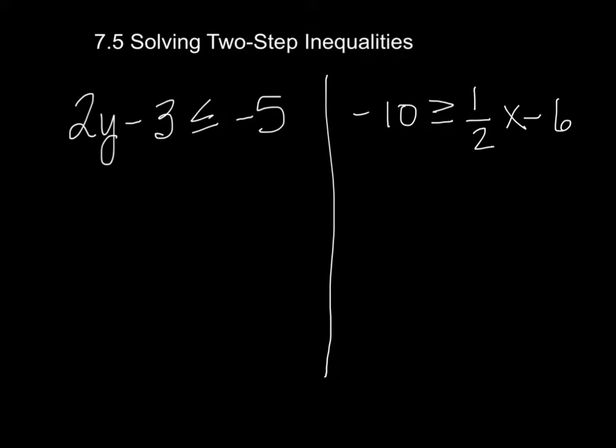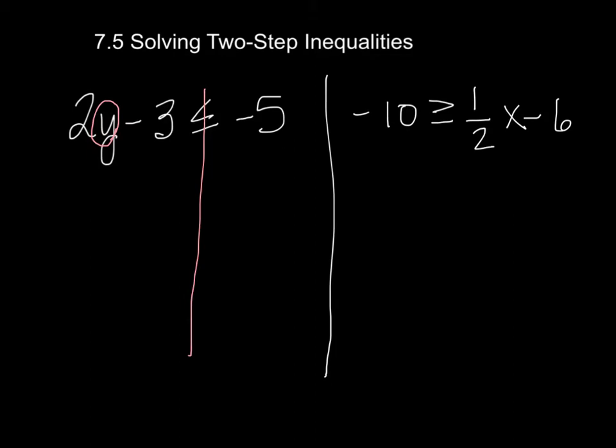Recently we've been solving one-step inequalities, performing only one operation on both sides of the inequality. Now we're going to look at needing to do two different steps to isolate that variable. So again, our goal is to get this variable by itself. We want to undo the operations that are currently happening to that variable.